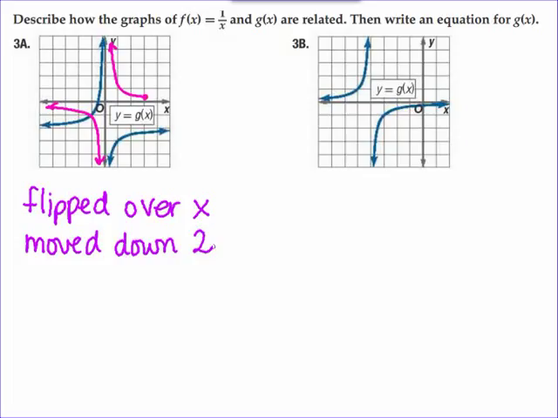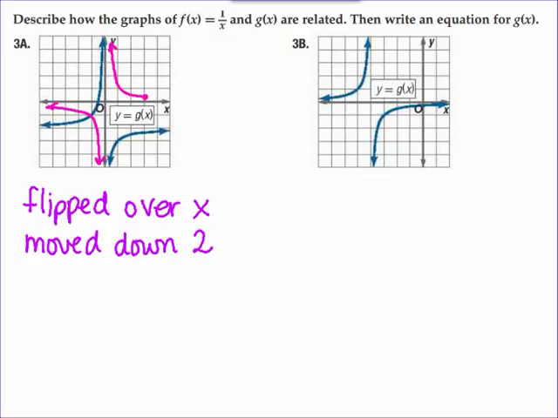Now this is how you know. You've got an asymptote here at 0, right? An invisible boundary. If I look at this graph, where's the invisible boundary? In the blue, it looks like there's one at -2. So really what you've done is you've moved that 0 down 2 spaces. Okay, so that's how you know it's moved down 2.